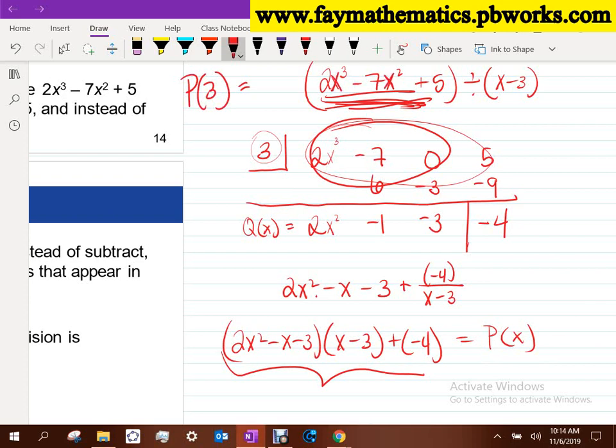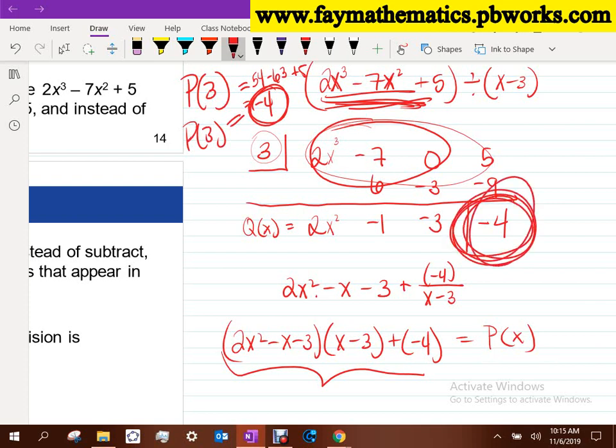So let's try to do that. What's 3 cubed? 3 times 3 times 3? 27 times 2 is 54, right? What's 3 squared? 3 squared is 9. Times 7 is 63. And then add your 5, right? Well, what's 59 minus 63? -4, right? So when I ask if P of 3 is equal to -4, isn't that the same thing as what the remainder was? Yes. And that will be the case all the time.